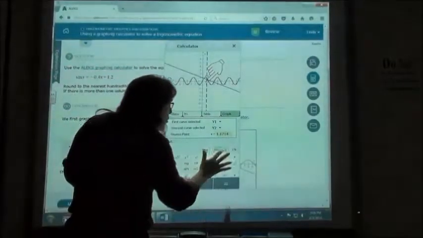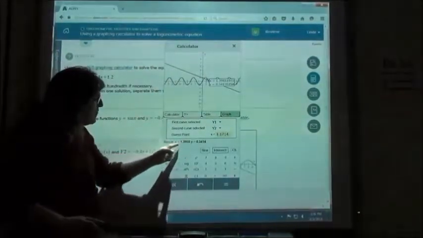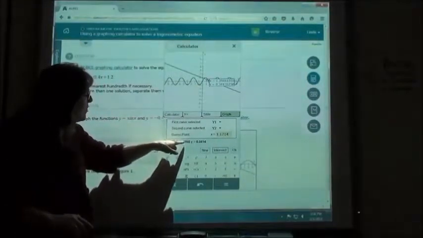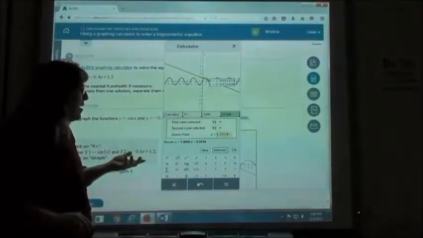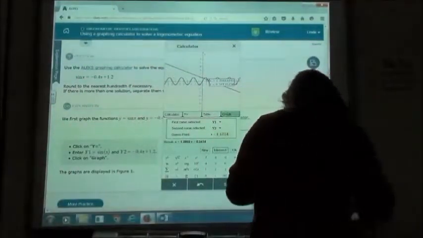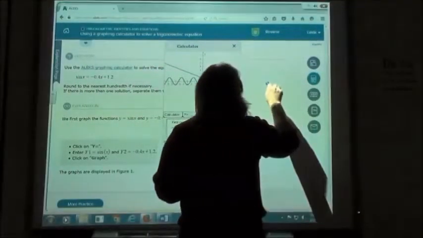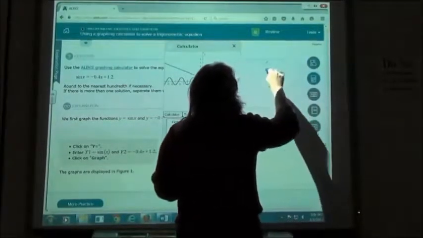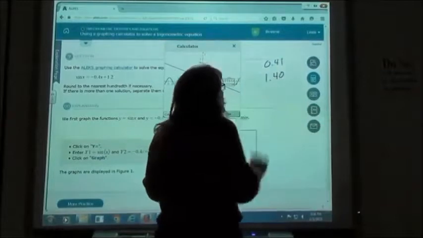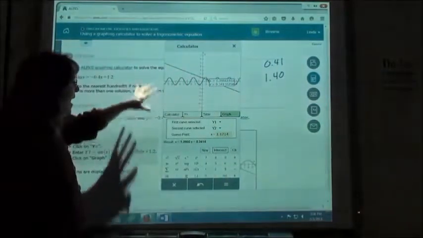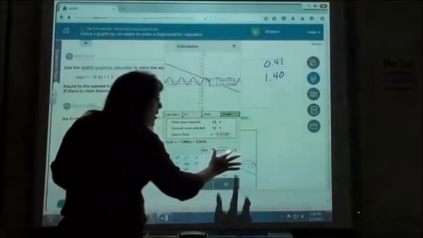I'm going to click on the word intersect, and then it's going to give me the value both up here and down here. So this one is 1.396. I'd have to round that off to 1.40 then. So our first answer we had was 0.41. Our second answer is 1.40. Again, after you do that, you have to hit OK.